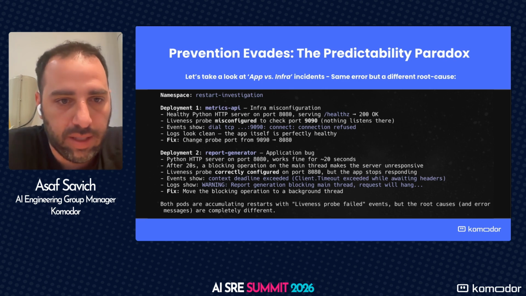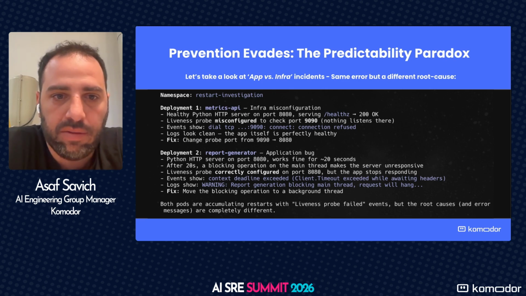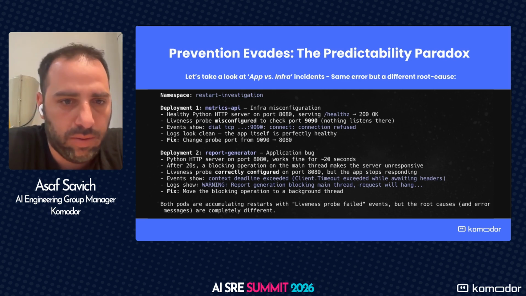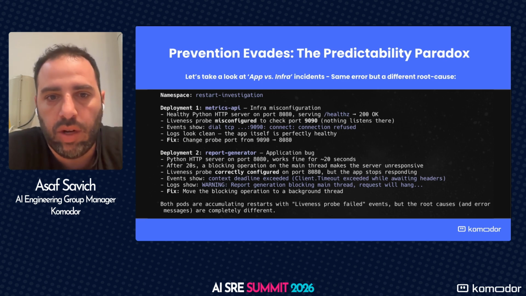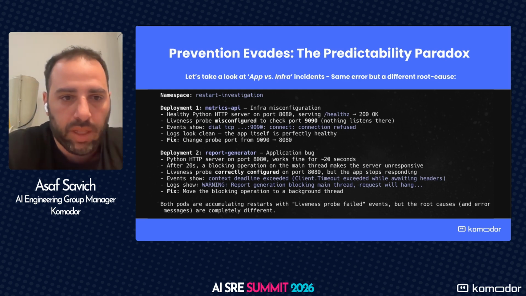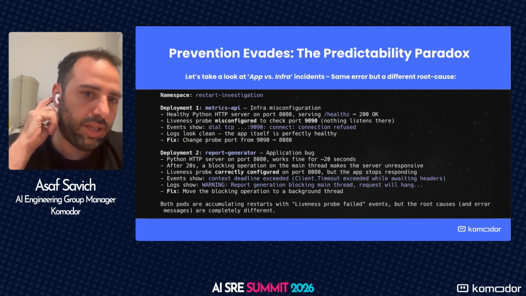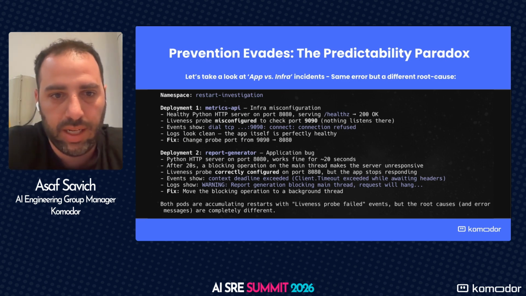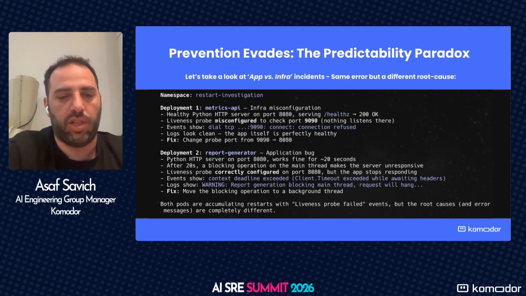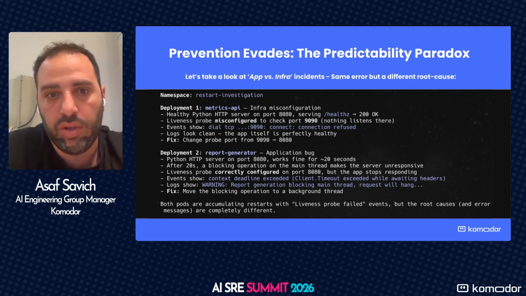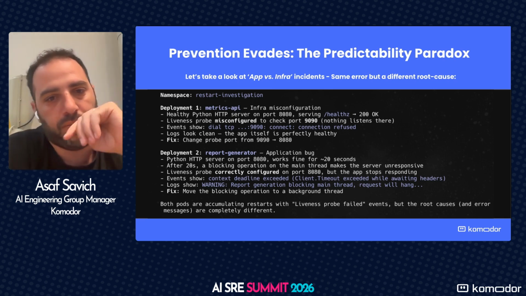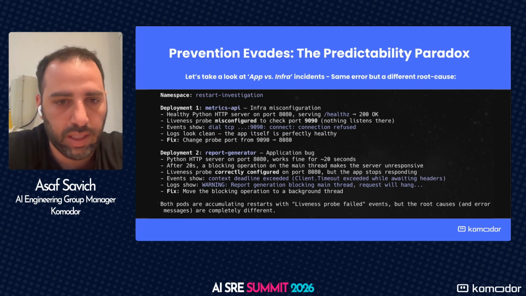So with two deployments, the first deployment is a metrics API, also a misconfiguration. Its probe is misconfigured to run on a bad port, like 9090 instead of 8080. So the deployment failed because the application underneath doesn't listen on 9090, only on 8080. So we need to change the port. Pretty straightforward. And the issue is that the liveness probe failed, right? So this is the issue that we're seeing.